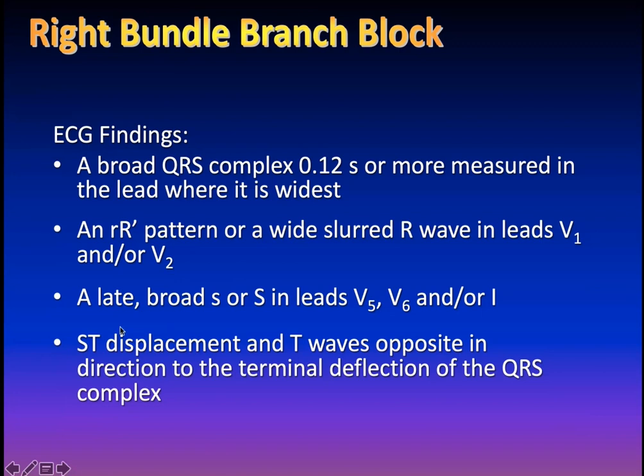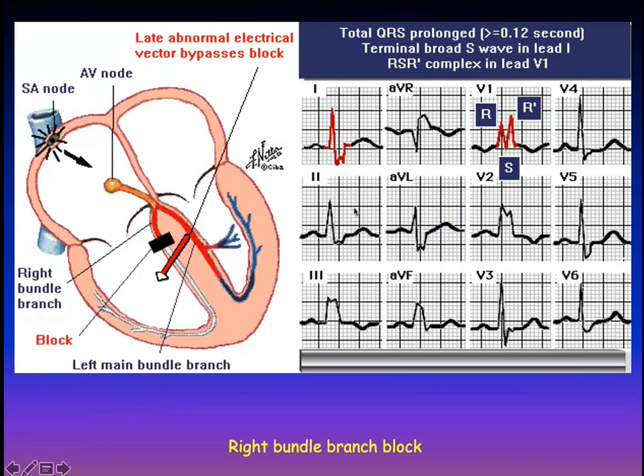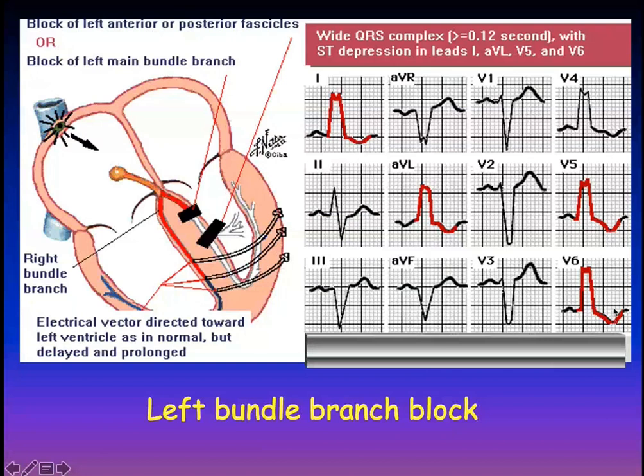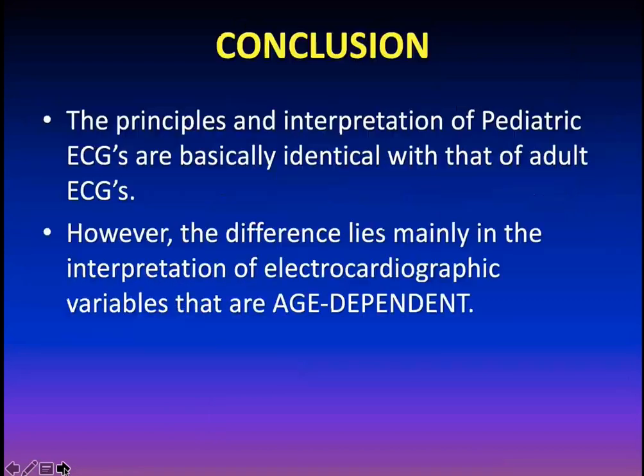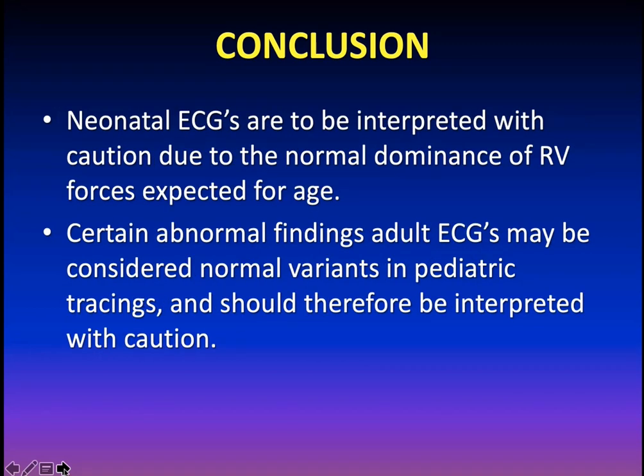So RBBB, or the right bundle branch block, usually has an R-S-R pattern, or we call it the rabbit ear. Now, if you have an M pattern in V1, it is right bundle branch block. If you have a W pattern in V6, it is left bundle branch block. Okay, so this is the example ECG. I'll discuss it later. So the conclusion is that the principles and interpretation of pediatric ECG are usually identical with the adult, but there are some variances which are age-dependent, such as heart rate and axis. However, the interpretation is almost the same.